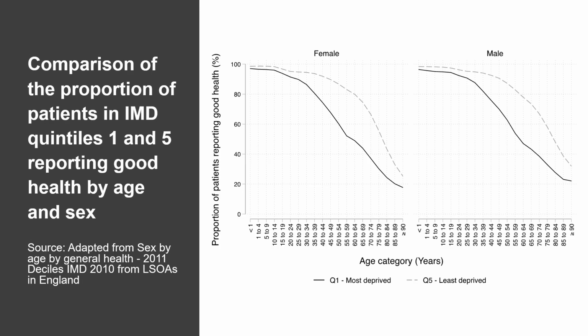These differences in self-reported good health begin at a relatively early age. Taking the solid line as the most deprived IMD quintile and the dotted line as the least deprived IMD quintile, you can see that for the most deprived patients, the self-reported health really starts to dip and the lines start to diverge from the late 20s to early 30s onwards. Whereas for those in the least deprived quintile, the decline in self-reported good health really only starts from the late 50s onwards.